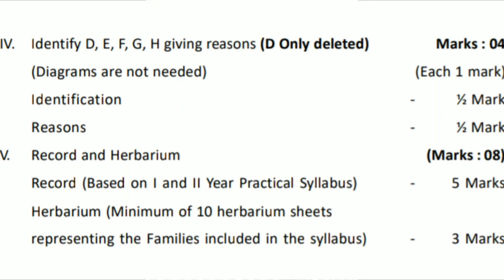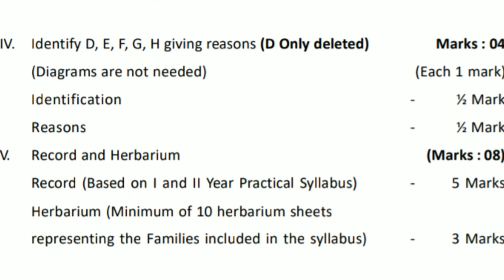Spotters will be either slides or specimens. After identifying, writing the identification of that spotter, slide or specimen, carries half a mark. You have to write 3-4 points for that half mark. Each spotter in the fourth section from E onwards, E, F, G, H, carries 1 mark. For the entire fourth section, the weightage is 4 marks.